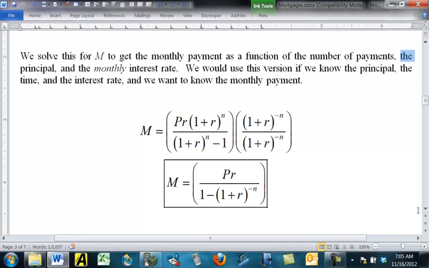So there's a nice formula in the box there to figure out your monthly payment. Very useful little formula. So you'd use this version of the formula if you know the principal, you know the monthly interest rate, and you know the number of payments you're going to make. You can use this to solve for your monthly payment. So next time you go in to buy a car or something, you could use this right here to figure out what your monthly payment is.